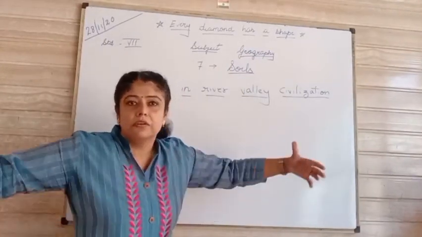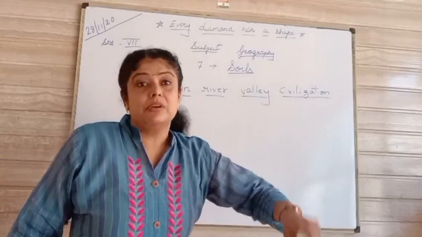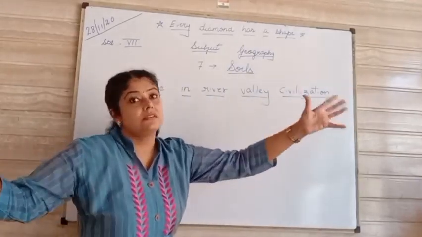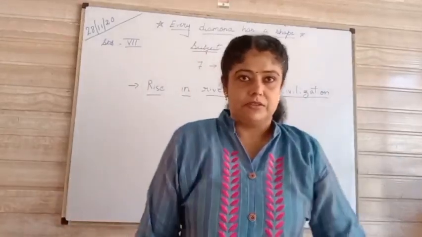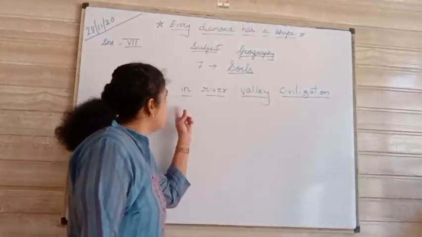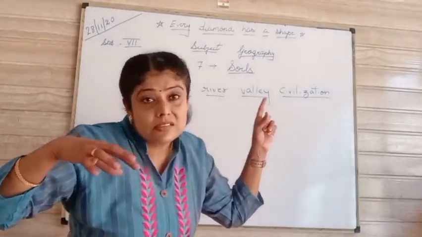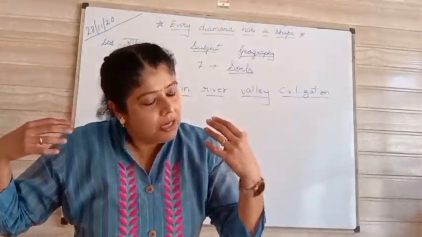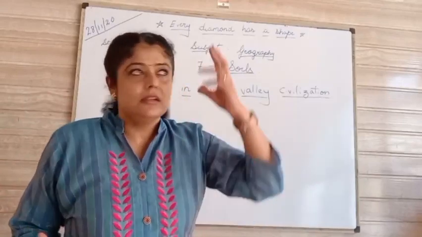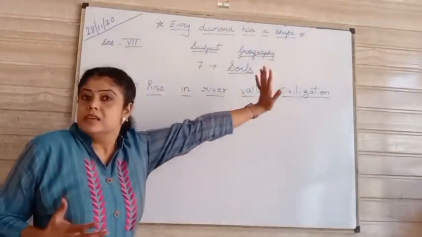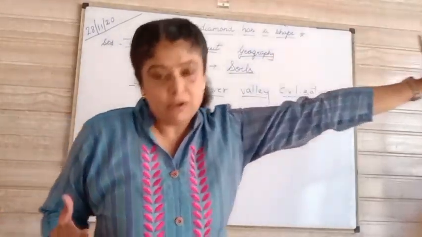The groups started growing there, and this led to the rise of river valley civilization. A lot of people started staying near the river beds. So again, I repeat: the experience of man that when sowing seeds you get crops, you yield good crops, led to the ultimate result, that is the rise of river valley civilization. I hope you understood.